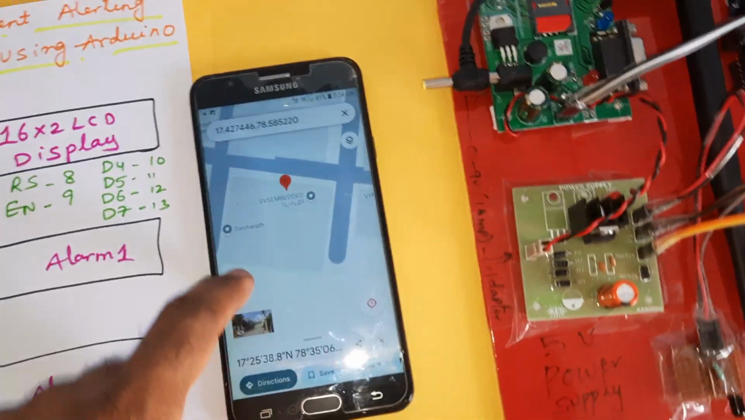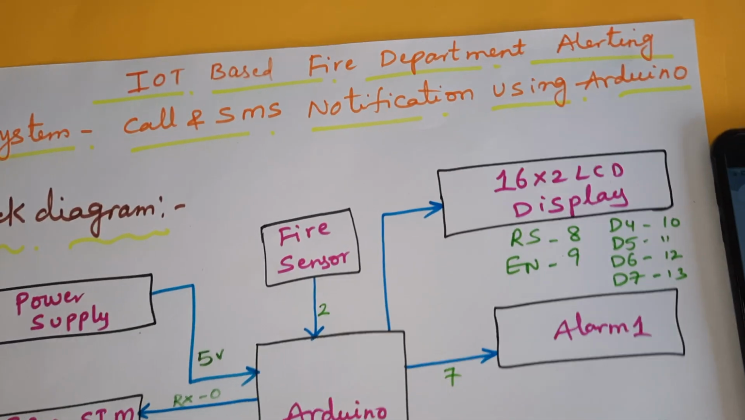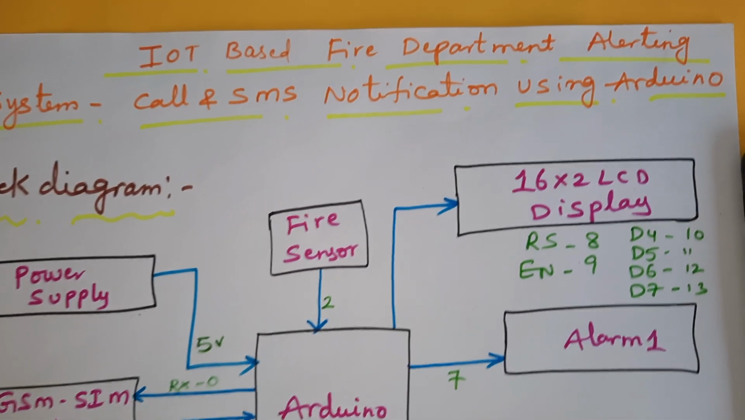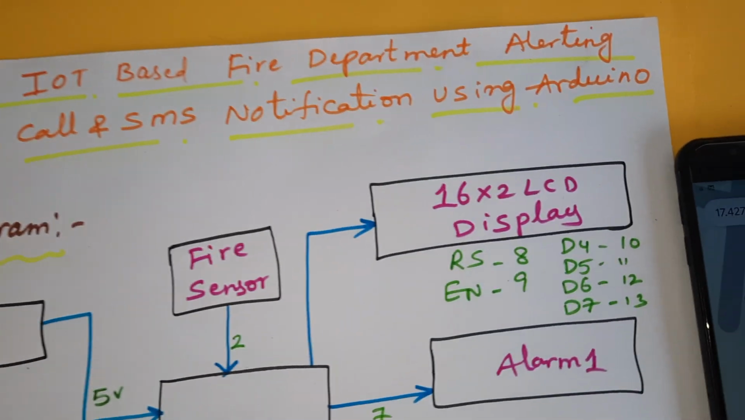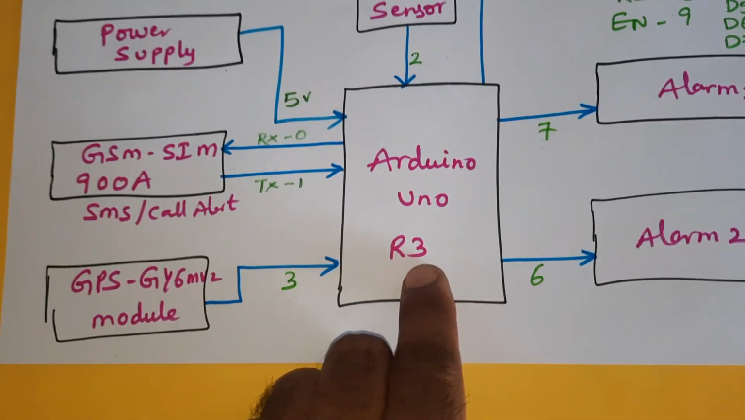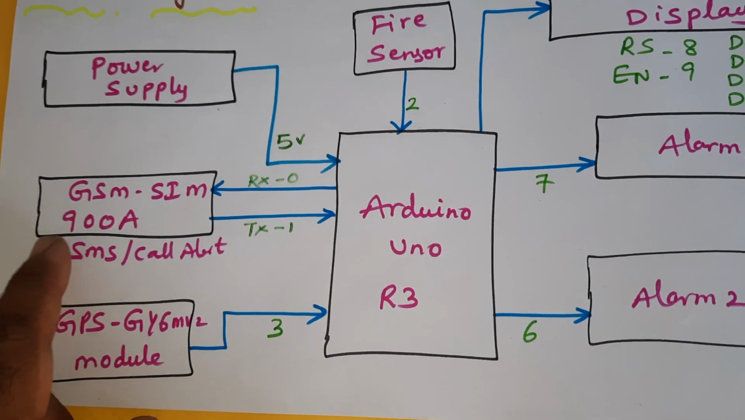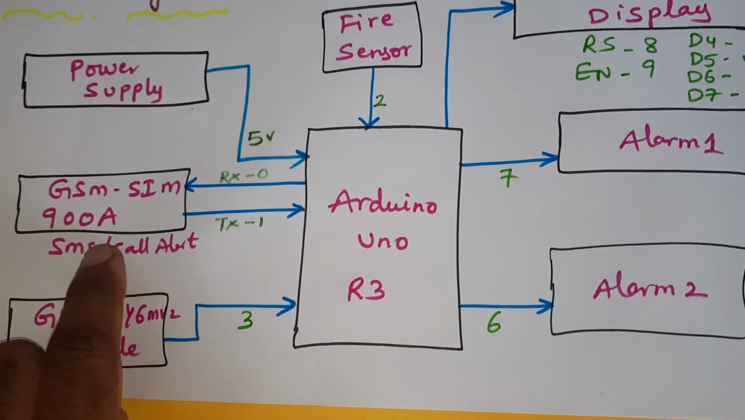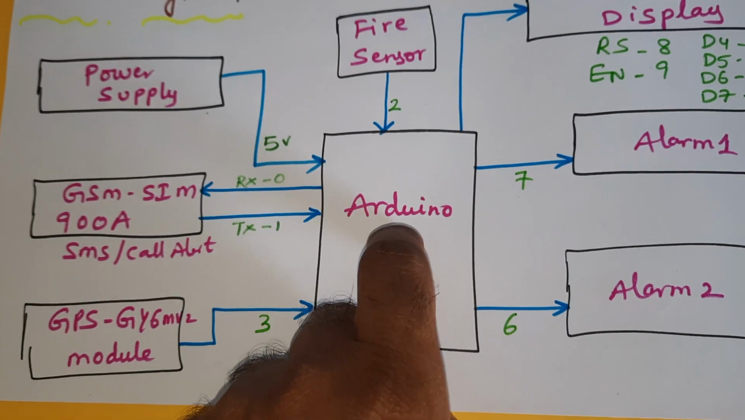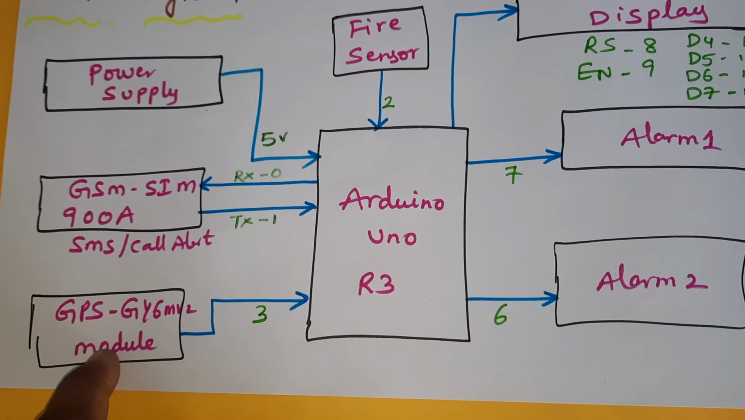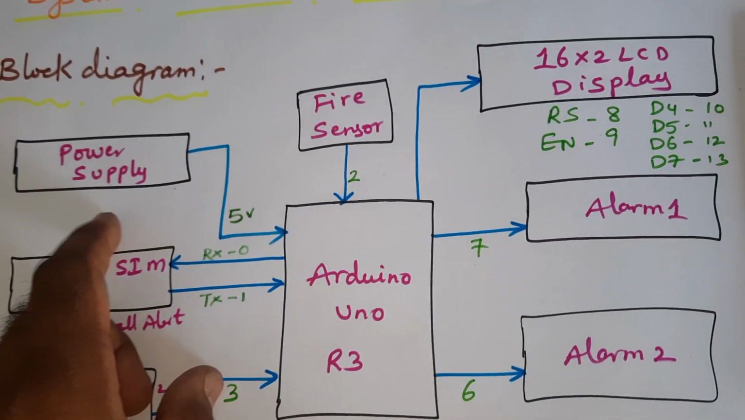The project title is IoT based fire department alerting system using Arduino with SMS alert and call alert using GSM and GPS. In this project, we are using an Arduino Uno R3 board. The GSM SIM900A will give you the SMS alert as well as the call alert to the given mobile numbers. The GPS module, GY-NEO6MV2, is connected to the third pin.